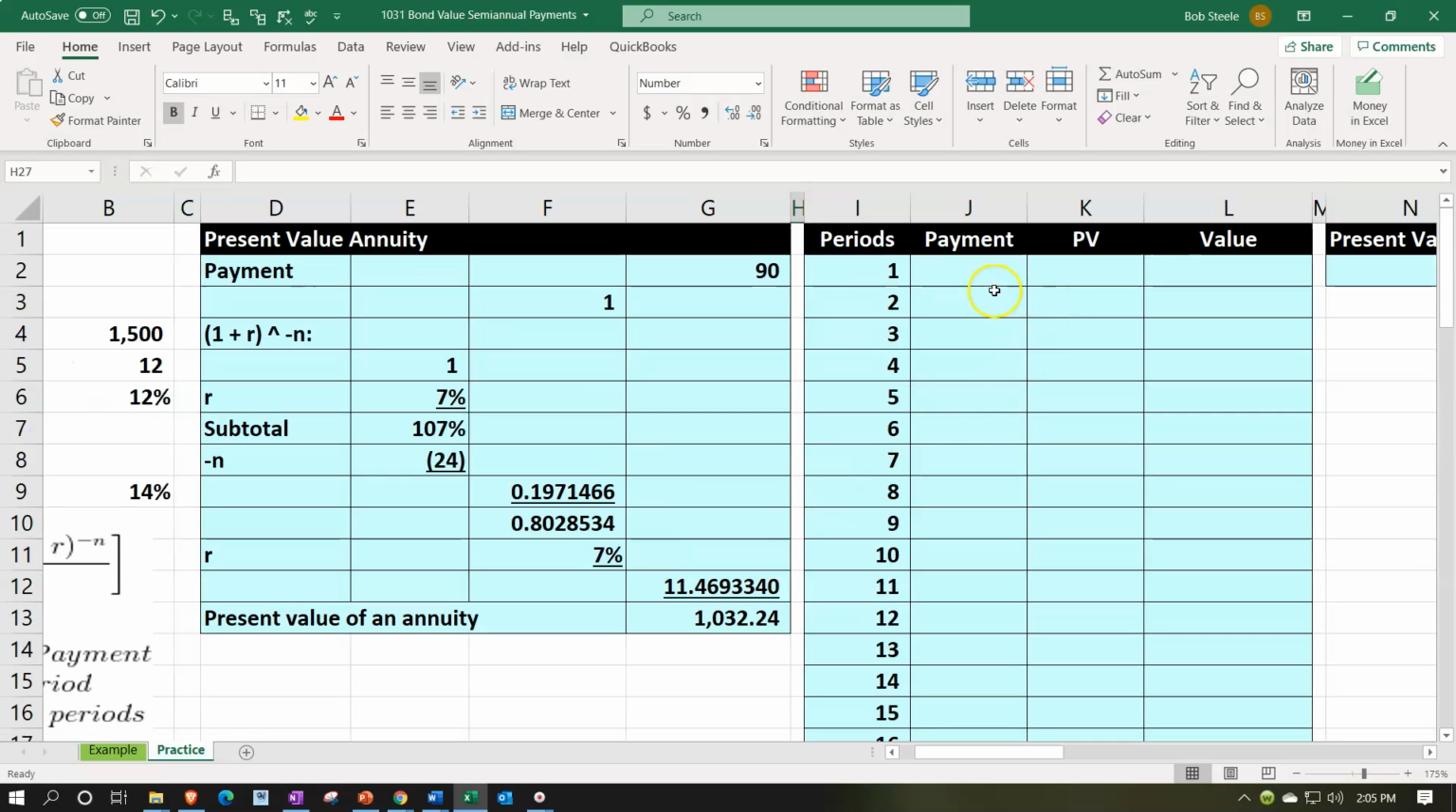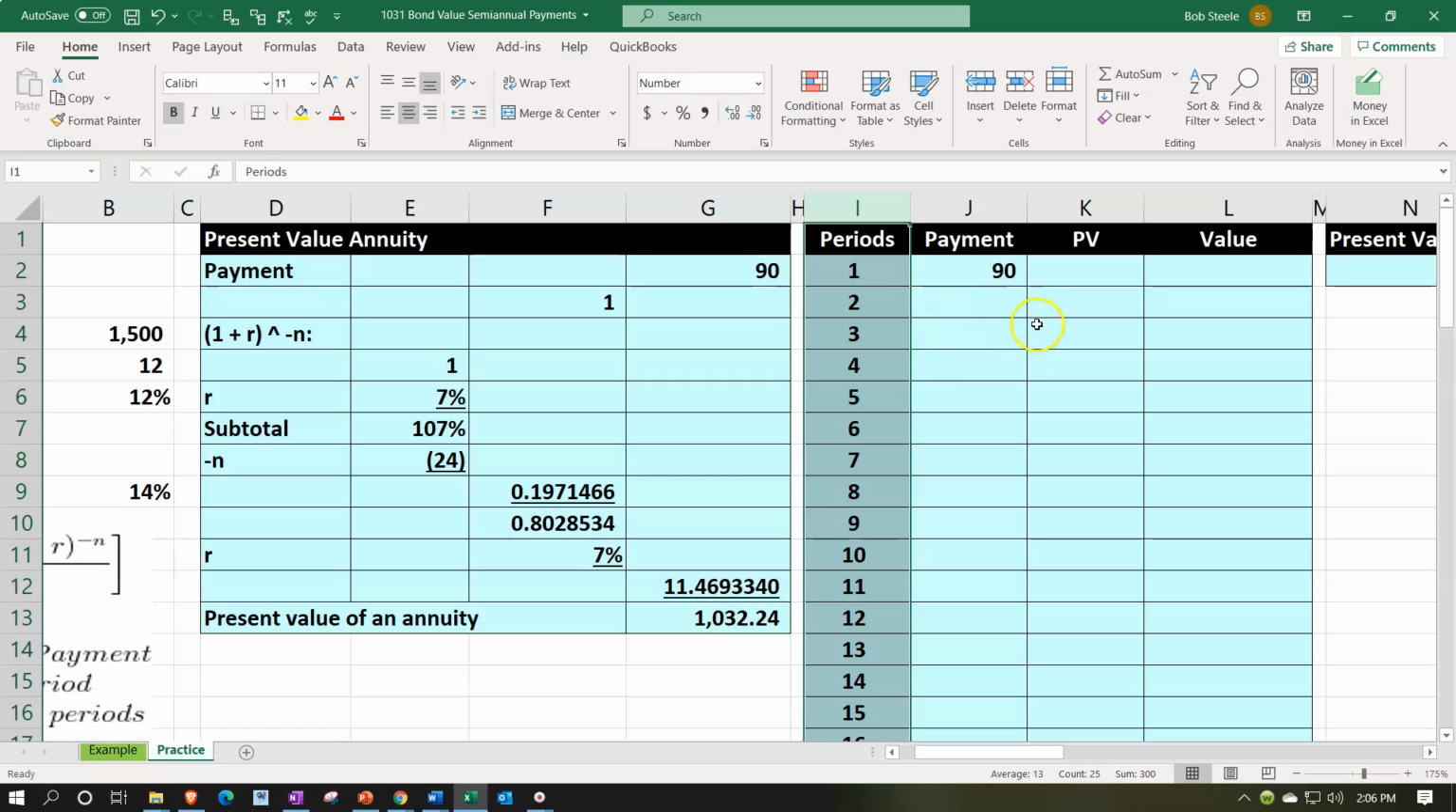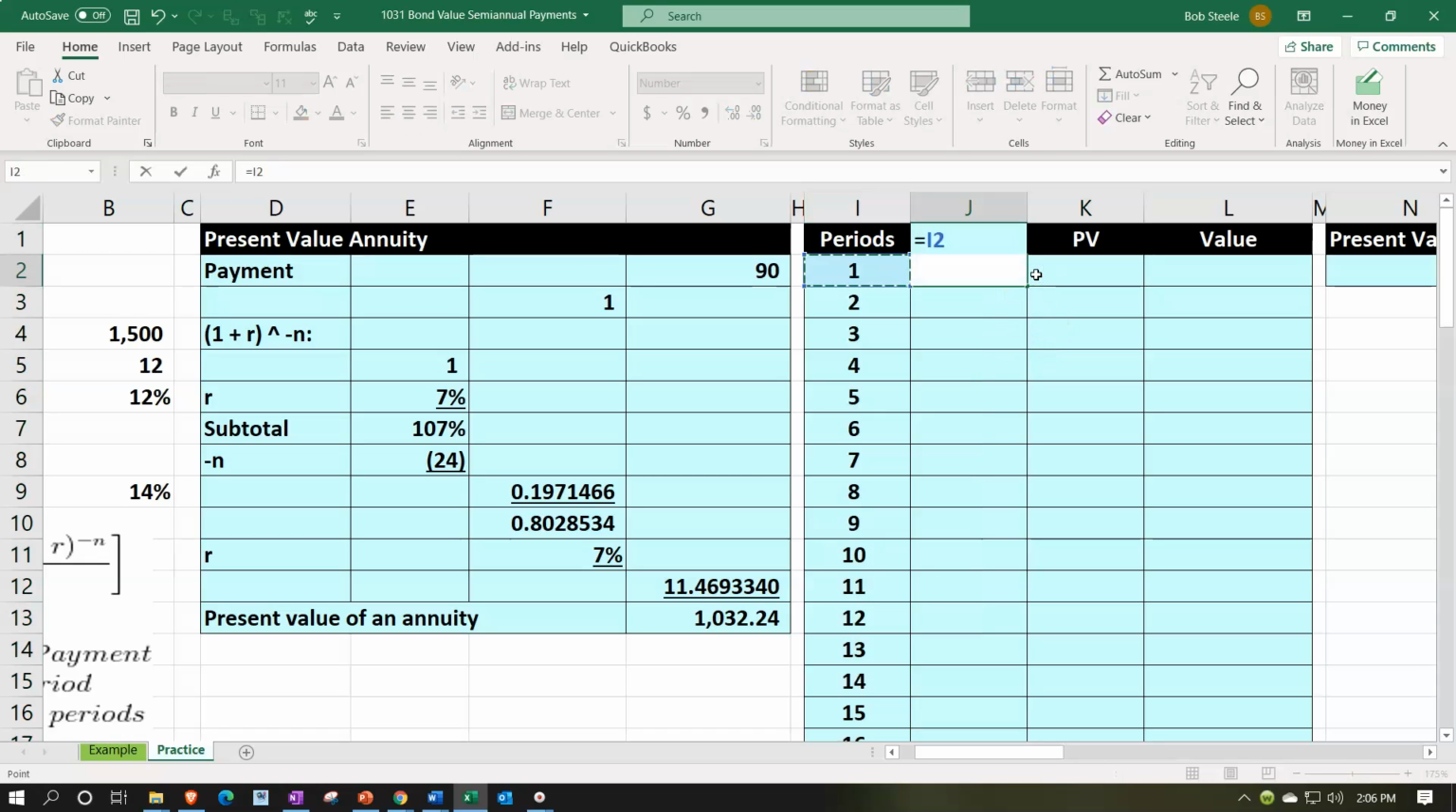Scrolling back up top, we're going to pick up the payment, which is going to be 90 for every 6 months. Actually, I'll center this whole column too. Let's go ahead and just center that. So we got the 90, that's for every 6-month time period. And once again, we might want to calculate that. That would be the 1,500 times the 12% on the bond and then divided by 2.